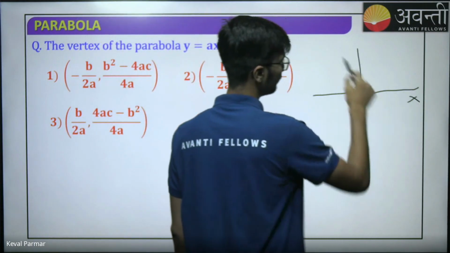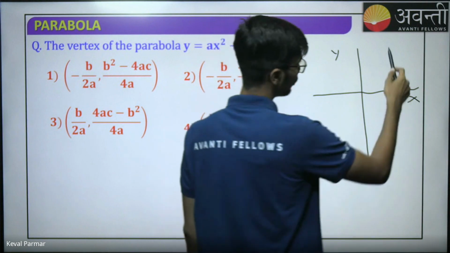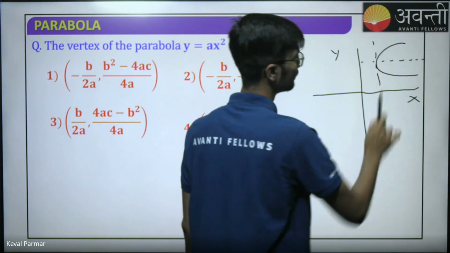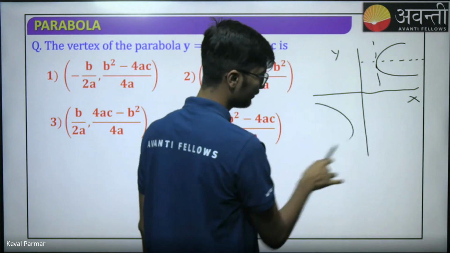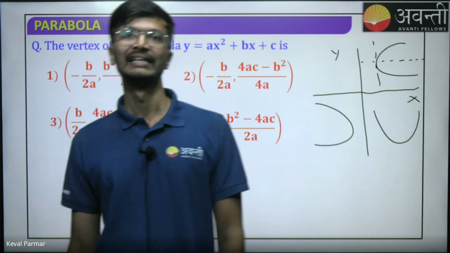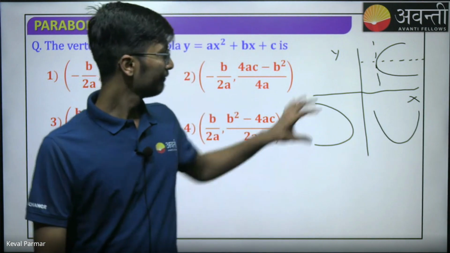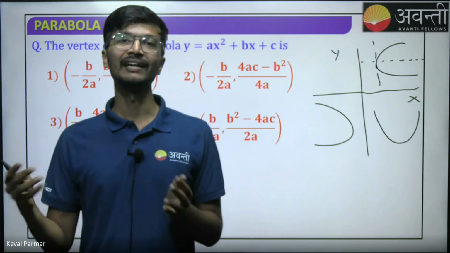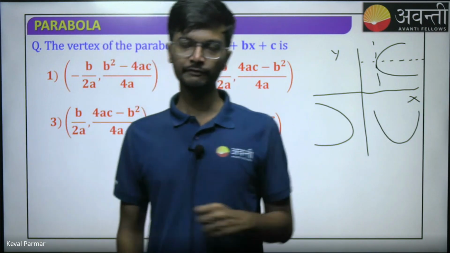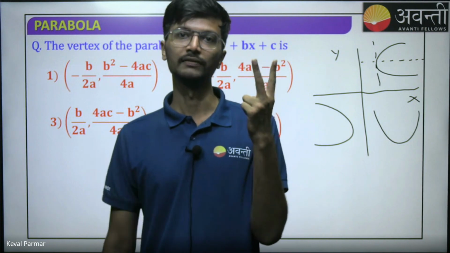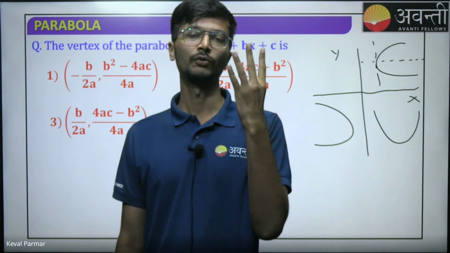This is x-axis, this is y-axis. So the parabola can be like this here, or it can be like this here, or it can be like this here, and so on. I hope you are understanding, right? So, if parabolas are like this, then the equation of parabola will not be in the standard form. What are the 4 standard forms? Y square equal to 4ax, y square equal to minus 4ax, x square equal to 4ay, x square equal to minus 4ay.